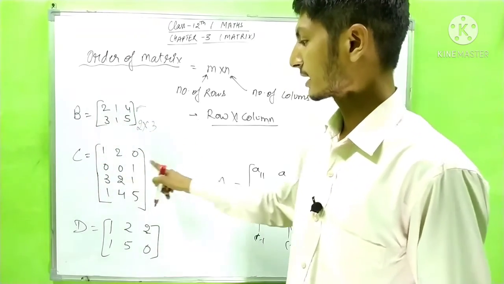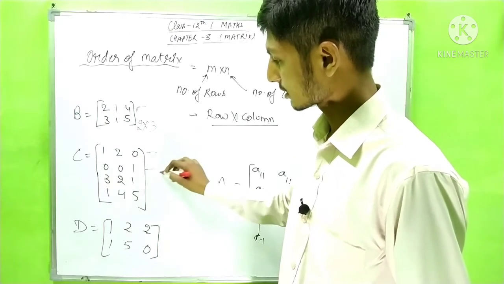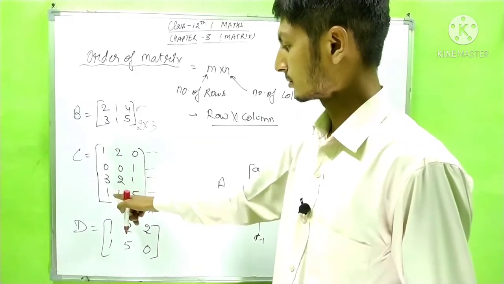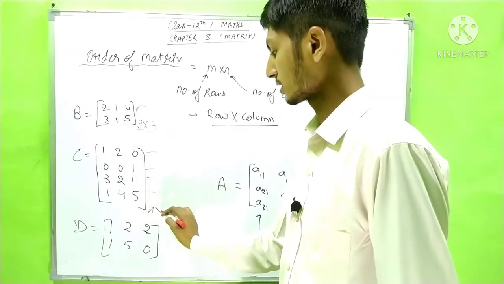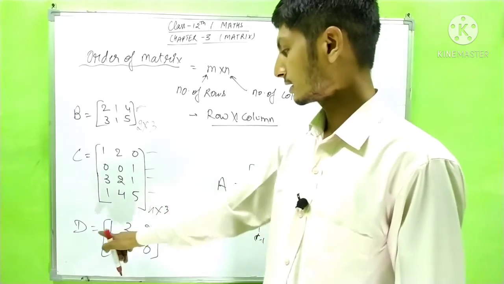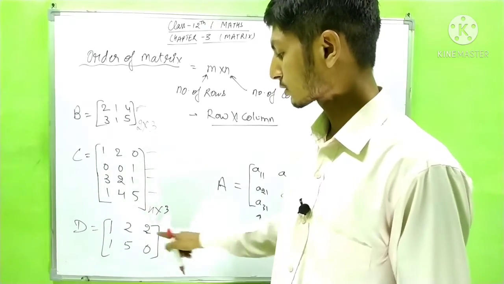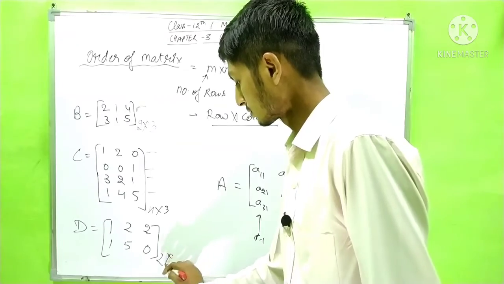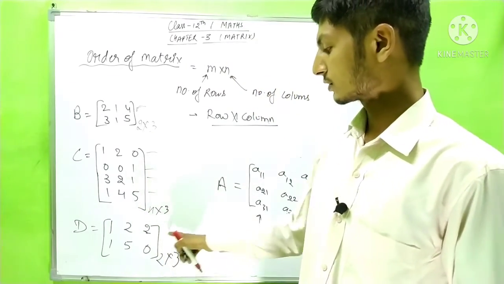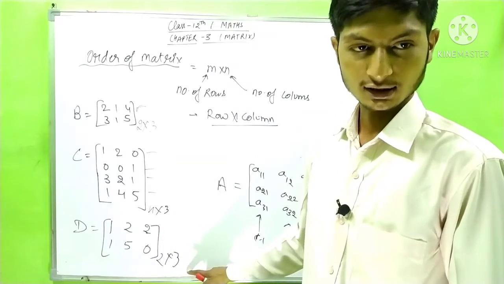And in this matrix there are first 4 rows, and columns 1 2 3. Therefore the order of this matrix is 4 by 3. And in this matrix D there are 2 rows and there are 3 columns. So the order of this matrix is 2 by 3.